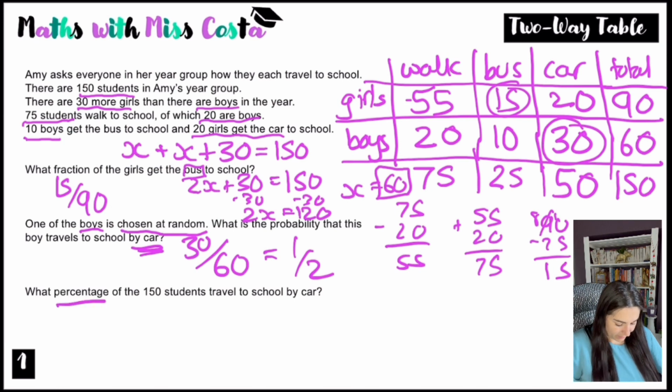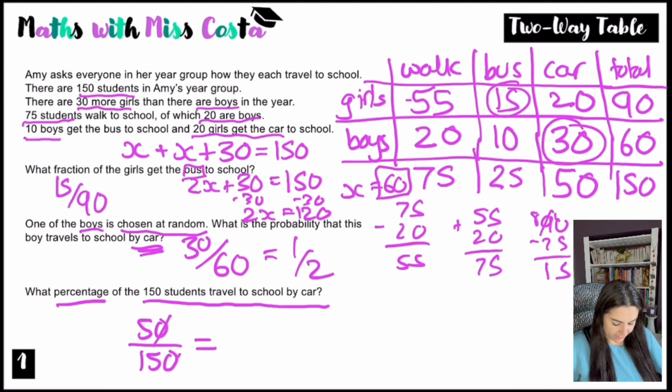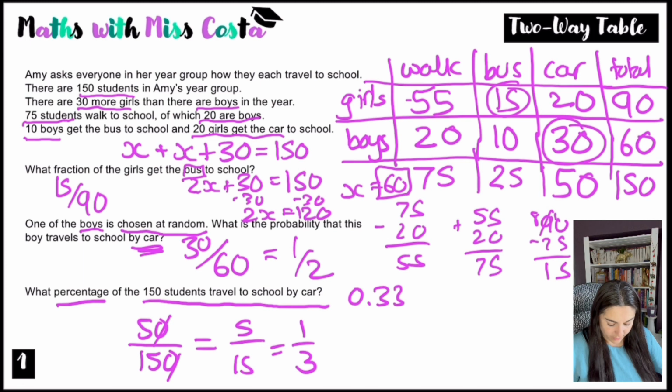And then it asks me what percentage of the 150 students travel to school by car. Well, there's 50 students that travel by car out of a total of 150. So to turn that into a percentage, I could simplify that to its simplest form, 5 over 15, which would simplify to a third. A third, hopefully you know, is 0.3 recurring. So I times that by 100 to turn it into a percentage, which would be 33.3%.